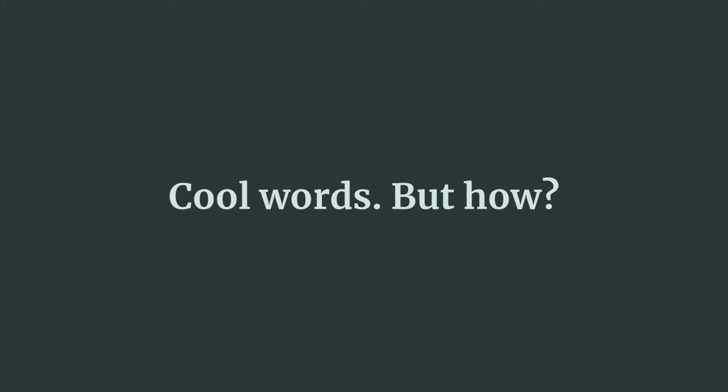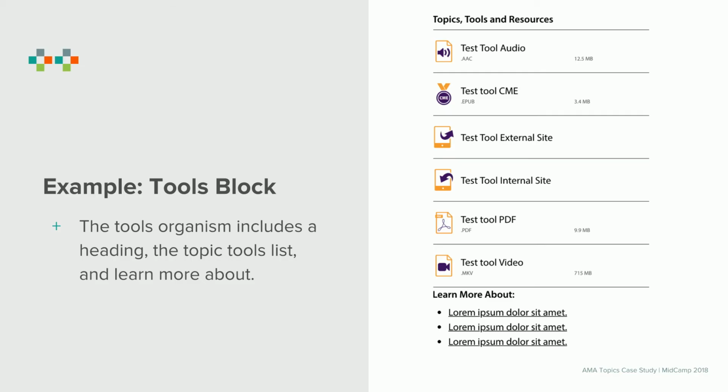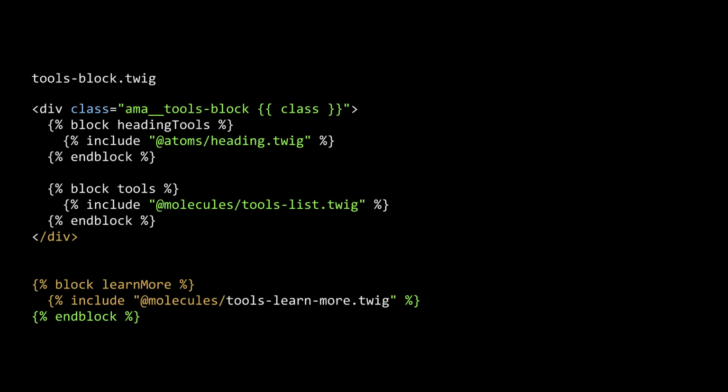So how do we do the thing? I pulled up an example pattern. You might have seen this earlier. This is a tools block. This is a block in Drupal. It's an organism in Pattern Lab, and it's created of a couple different molecules. It's generally divided up into two sections, this resource list at the top, and then these learn more links at the bottom. It looks pretty straightforward, but it actually gets kind of complicated.